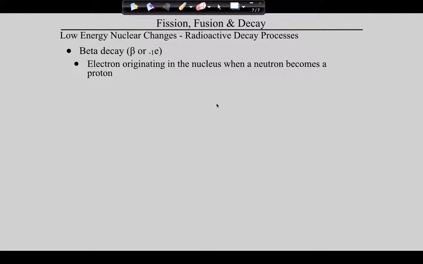What is a beta particle? Here it is. Beta particles are electrons that come out of the nucleus when a neutron becomes a proton. Say it again. A beta particle is an electron coming out of the nucleus when a neutron becomes a proton. And guys, if you understand what you're writing down, this should sound like science fiction.